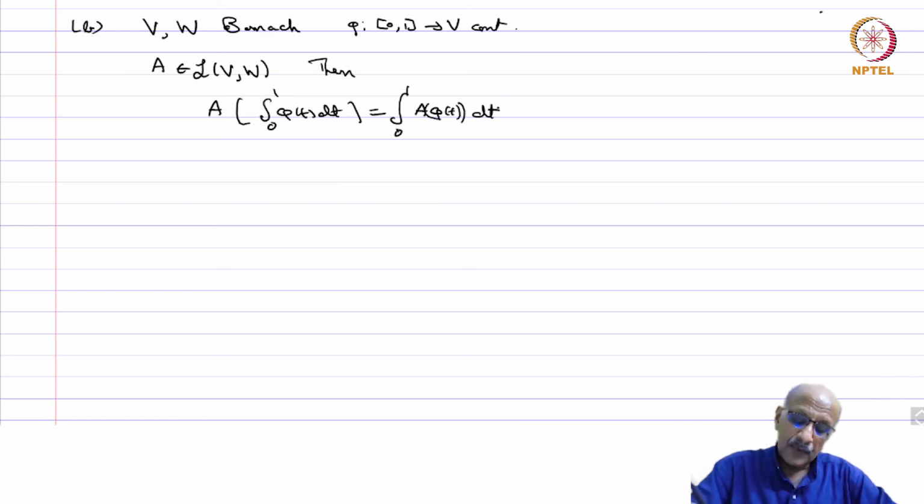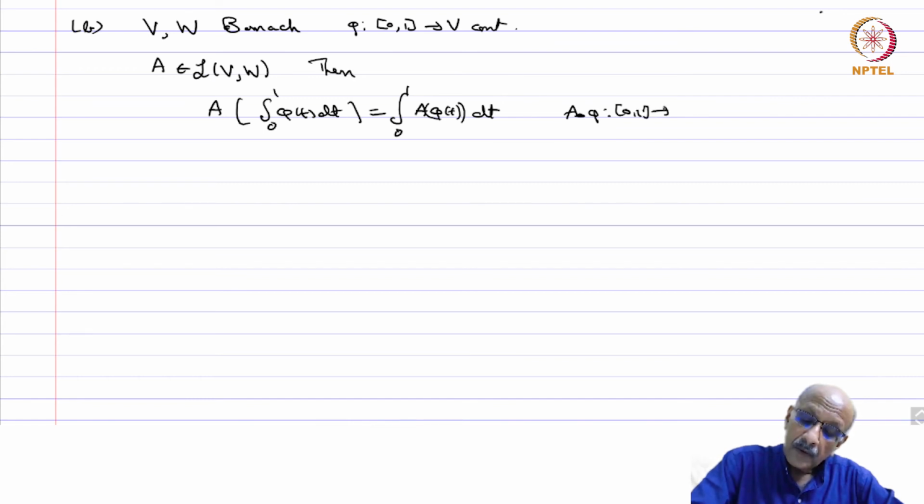So, A composed with phi is now mapping from 0 1 into W. So, A composed with phi maps 0 1 to W and is continuous. So, the left hand side makes sense, the right hand side also makes sense, this is a vector. So, I can apply A, and so we see that A has to go through the thing.